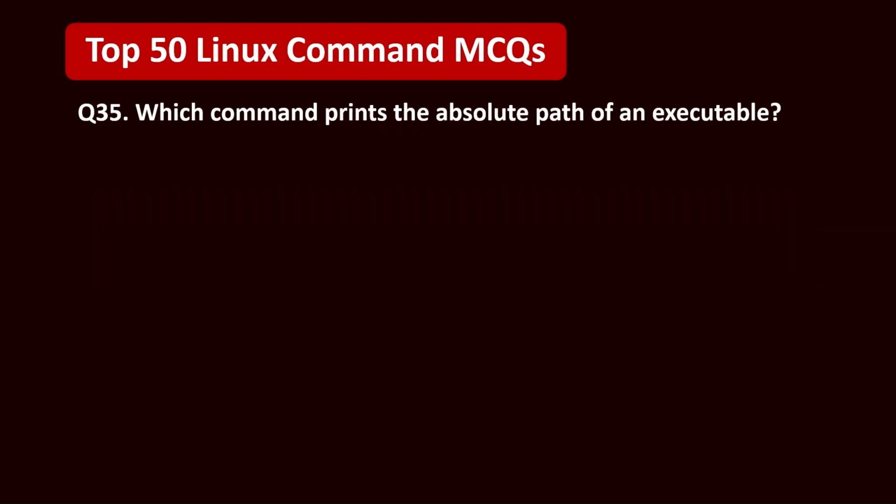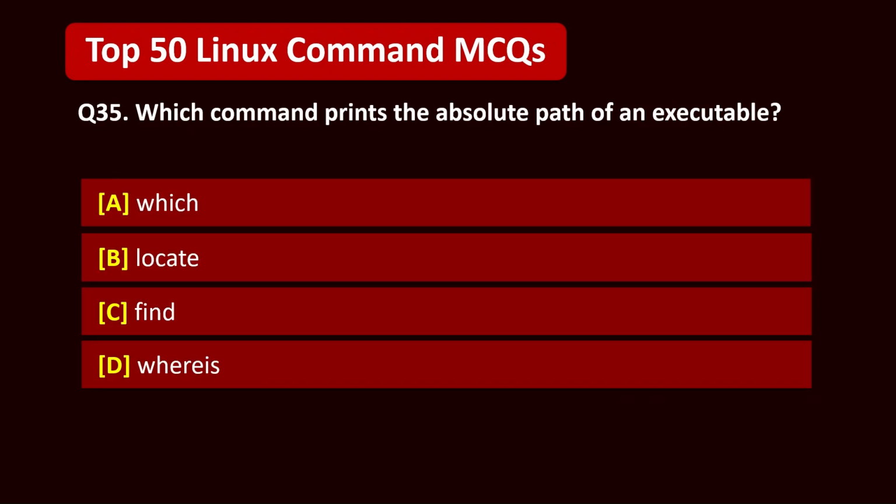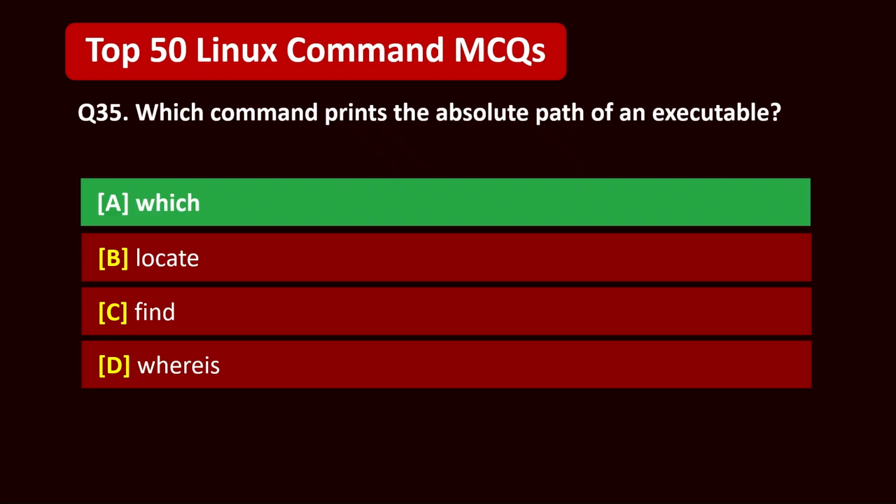Question 35. Which command prints the absolute path of an executable? A. Which, B. Locate, C. Find, D. Whereis? 5, 4, 3, 2, 1. Correct answer is A. Which.